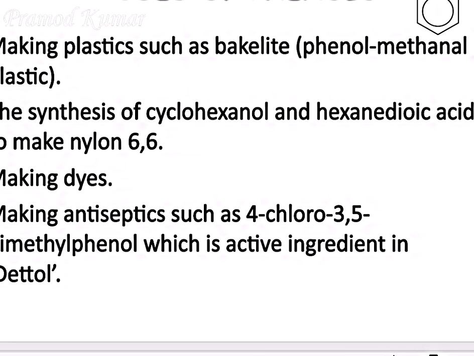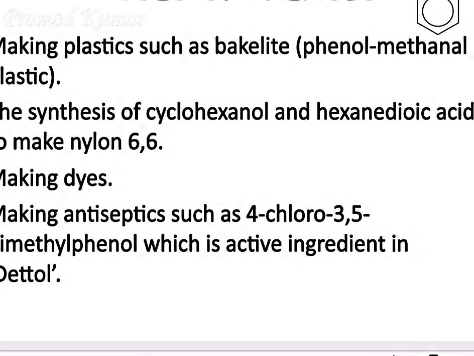Uses of phenols. What are the uses of phenols? When treated with formaldehyde, it is used for making plastics, that is bakelite. It is used for the synthesis of cyclohexanol and hexanedioic acid, which is used for making nylon. It is also used for the preparation of various dyes, like azo dyes.